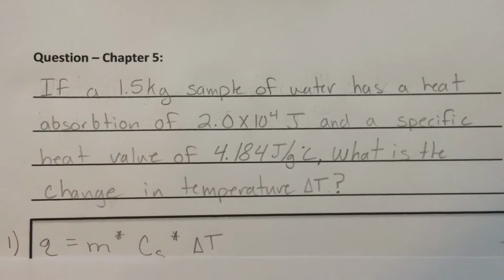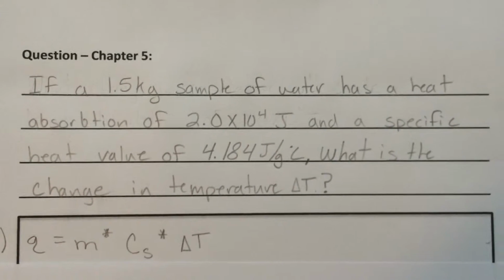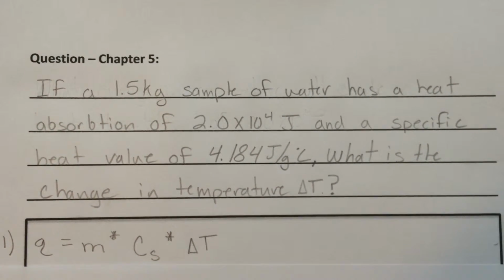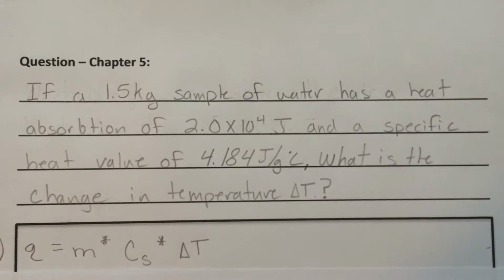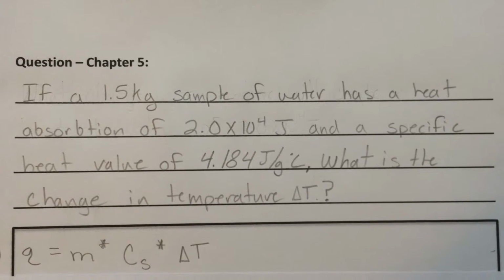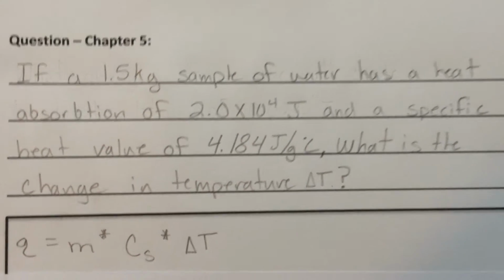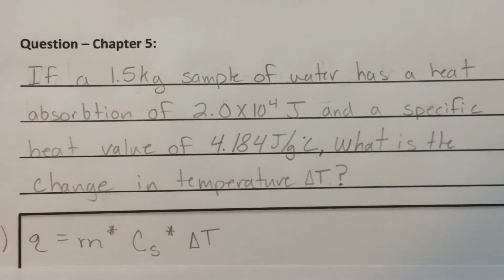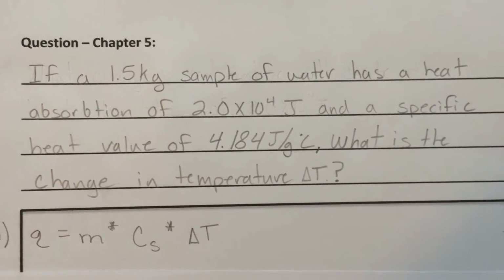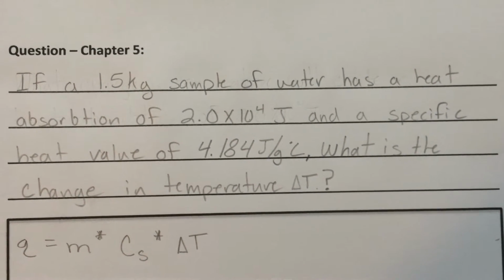Well, we know that Q is equal to mass times specific heat times delta T. And so using this formula, instead of solving for the heat absorption Q, we need to reorganize this equation to solve for delta T, or a change in temperature. So our second step is looking at what we have in the equation, and if we need to make any conversions.